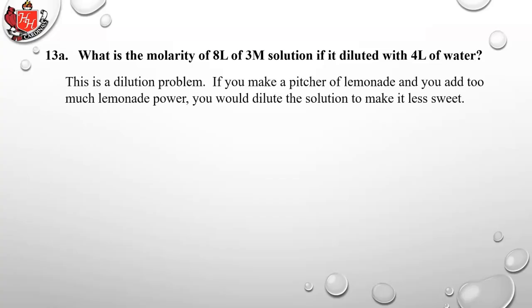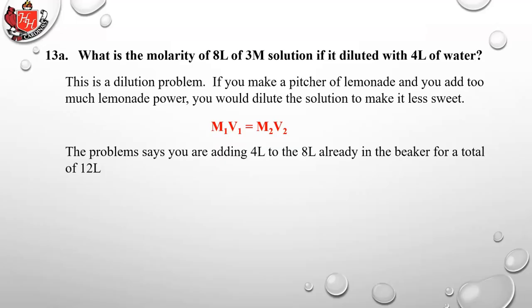Okay, so this is a dilution problem. If you make a pitcher of lemonade and you add too much lemonade powder, you would dilute the solution to make it less sweet. Okay, so there it is. There's the formula. The molarity before the dilution times the volume, how much you have before the dilution, equals the molarity after the dilution, that is after you poured the water in, times the volume after you diluted the solution.